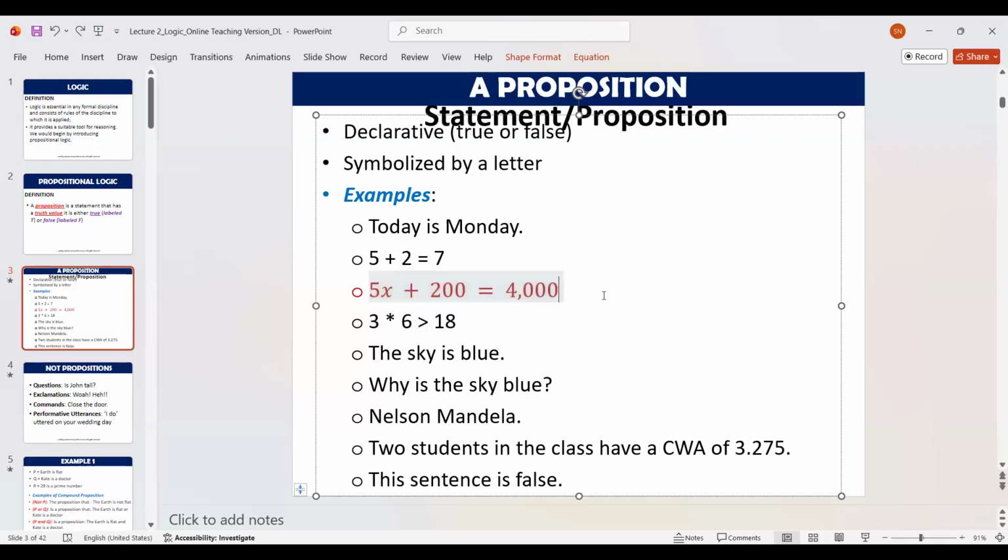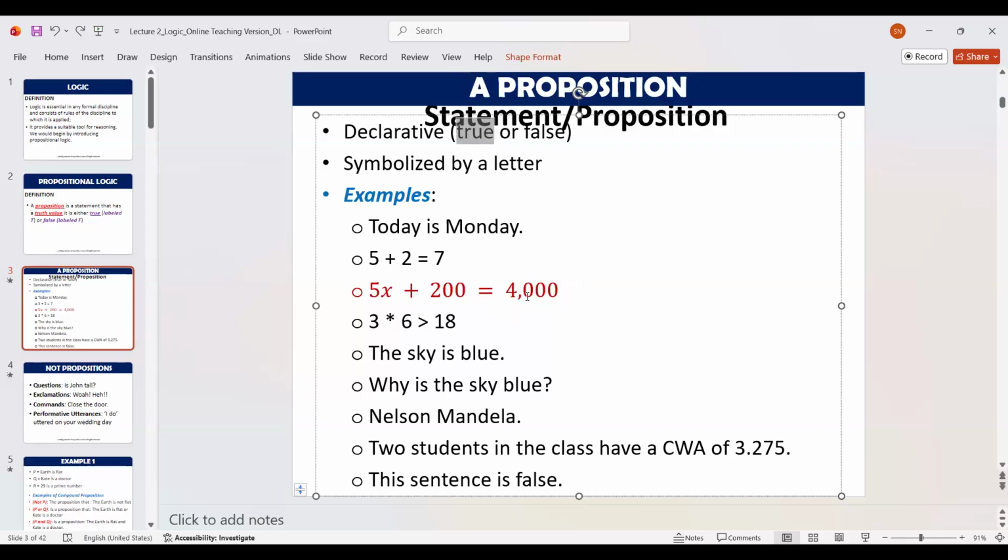But at this stage where I have not defined the X, you cannot tell that this statement is true or false, because you cannot assume that 5x means 5 times a number. It can be 5 times the number of houses plus 200 websites is equal to 4,000 newspaper reviews. It could be something like that. It depends on what the person is trying to explain.